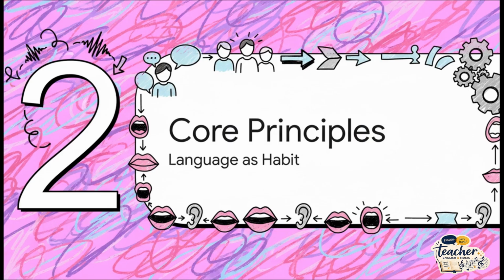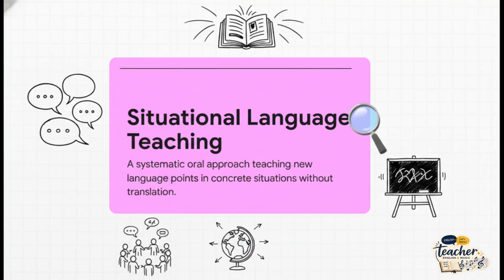Section 2, Core Principles of SLT, Language as Habit Formation. To really understand this, we need to define what situational language teaching actually is. It's a systematic oral approach where new language points are introduced and practiced in concrete situations, completely without translation. In an SLT classroom, the target language is the absolute exclusive language you hear. There's no stopping to explain grammar rules in the student's native tongue.